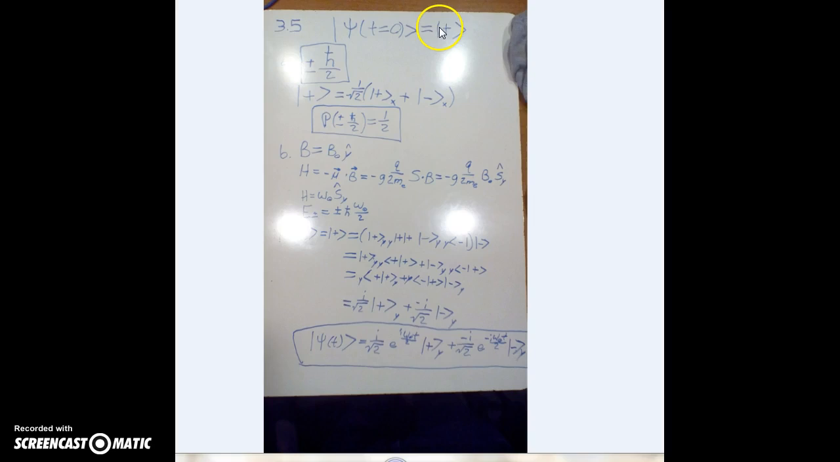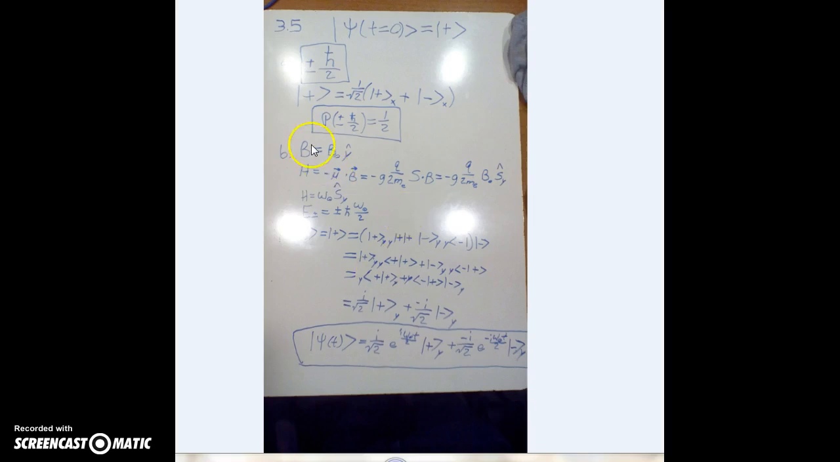And so for a plus h over 2, it's just going to be 1 over square root of 2 squared, so it's going to be 1/2. For the minus spin, it's going to be 1 over square root of 2 squared. So both of them have a probability of 1/2. So next, it gives us a uniform magnetic field B equals B naught y hat, and it asks to calculate the state of the system in the S_z basis after time t.